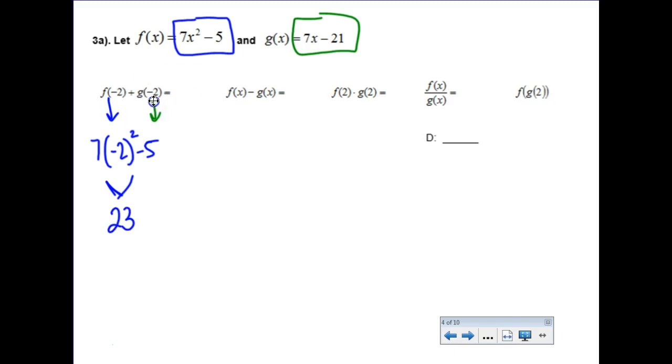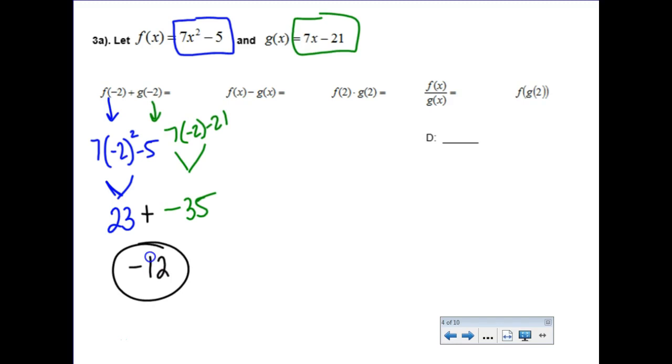And then we're going to do the same thing for the green function. We're going to evaluate at a negative 2. So 7 times negative 2 minus 21 is something gross. Negative 14 minus 21 is negative 35, isn't it? Okay. And we're supposed to add these two answers together. So the final answer is negative 12.